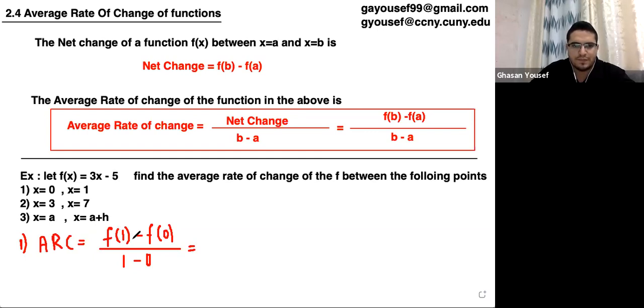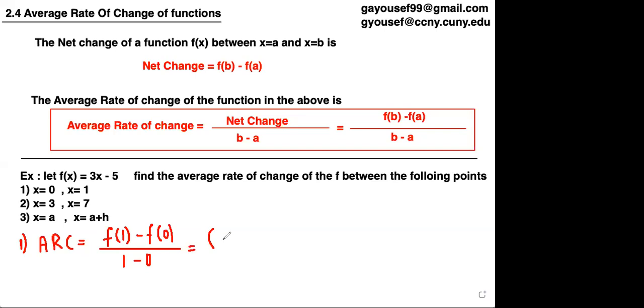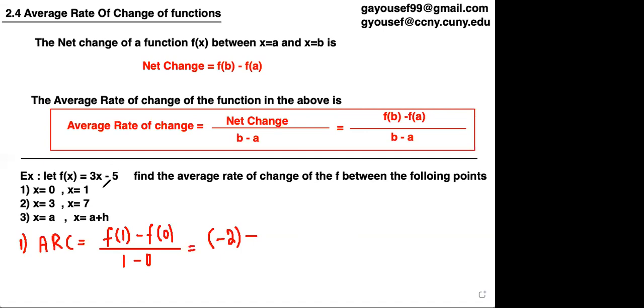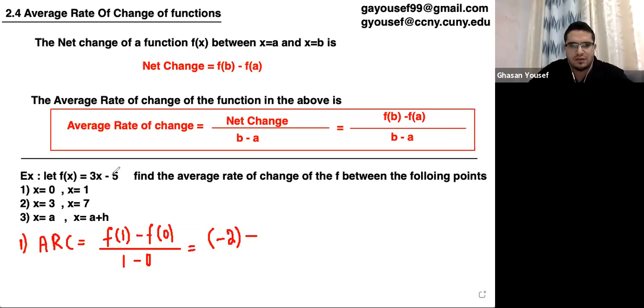What do I get? -2. Like 3 times 1 is 3, minus 5 is -2. Minus f of 0. Plug the 0 inside the function here. It would be -5, because 3 times 0 is 0, minus 5 is -5. Over what? Over 1.